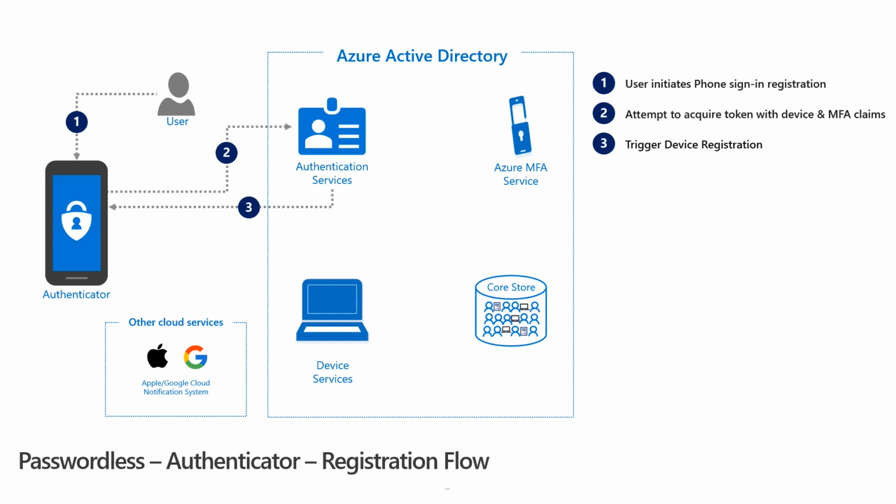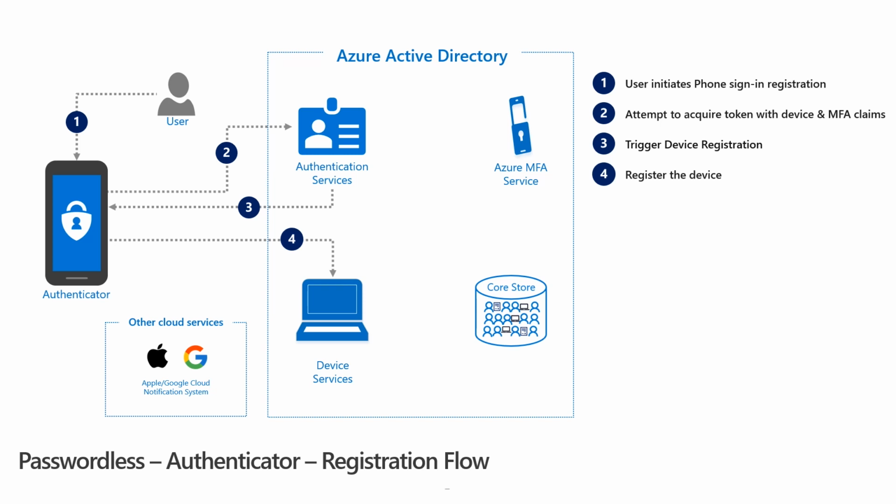From here, the authentication services will trigger the device registration process via device services. This is the service in Azure AD that is responsible for registering devices and providing the device with an identity that can be used to authenticate the device where the user signs in. An important note for registering your device for passwordless phone sign-in is that the device must be registered to a tenant, and it can only be registered to one tenant at a time.